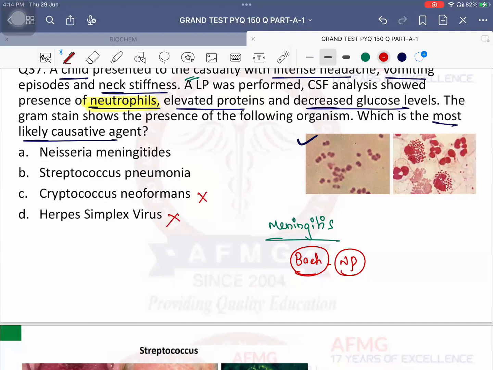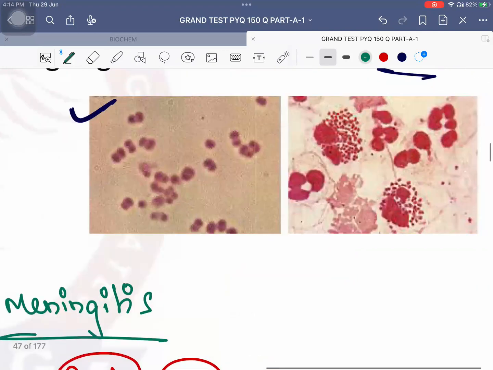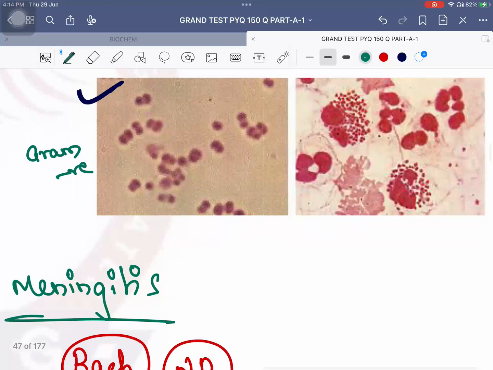So any which ways I can rule out option C and D because it is herpes simplex virus and cryptococcus neoformans, which is a fungus. Okay? Important is now elevated proteins are there. They are seen in every case. Decreased glucose levels because bacteria eats glucose. Therefore, the glucose levels decrease. What is seen on gram staining? Red color organism. So gram positive or gram negative? Gram negative. Cocci or bacilli? Cocci. So gram negative cocci.